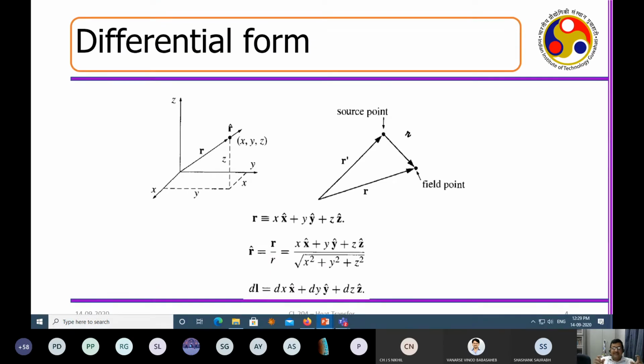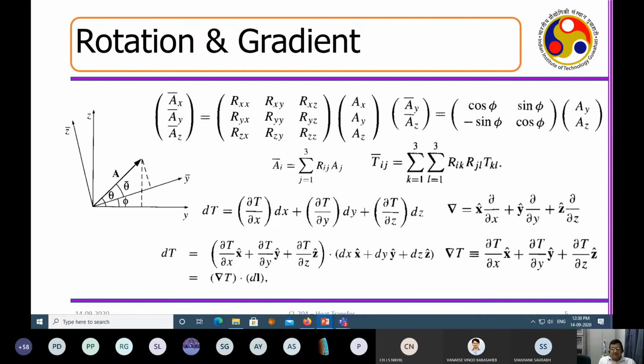Initially you are using x cap, y cap, z cap as unit vectors, but with time you have to be comfortable with different types of notation. So even a position vector in a space, even a point in a space, can be expressed as a position vector, and that position vector can also be expressed in a vectorial indicial form as well as in the differential vectorial indicial form. What is the use of it? The use of it comes here.